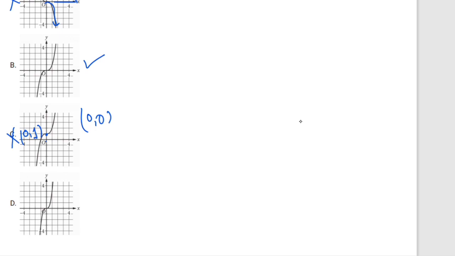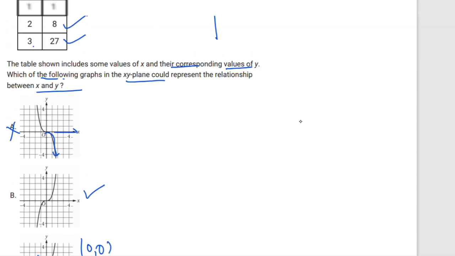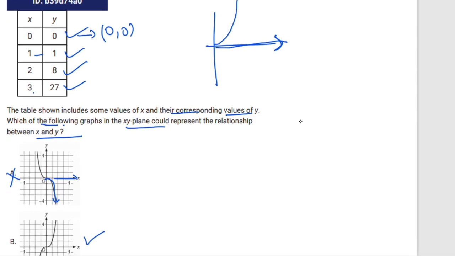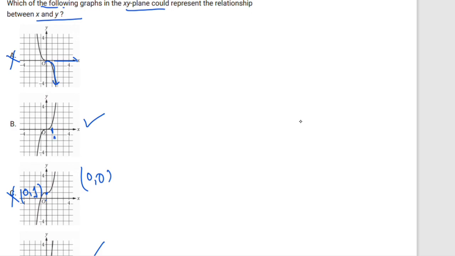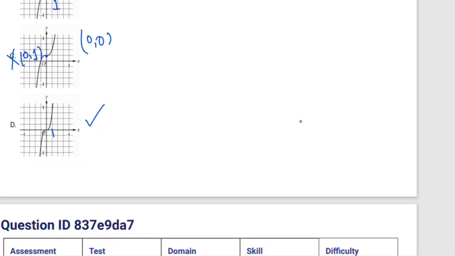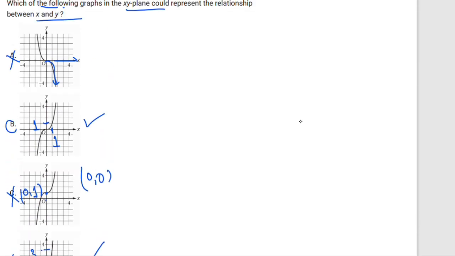Now D, as x increases, y increases. So this may also be the answer. Now let's look at the whole scenario. As x is equal to 0, y is equal to 0, and as x is equal to 1, y is equal to 1. So B may be the answer. Now let's look at D. As x is equal to 1, y is equal to 3. So this does not fit the table. So D should not be the answer. Our right answer is B.